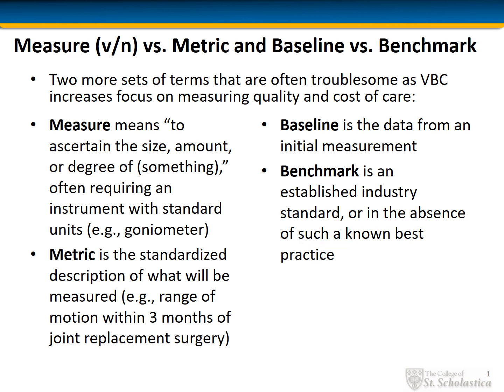On the other hand, metric is the standardized description of what will or should be measured. For example, range of motion within 3 months of joint replacement surgery, or body temperature using an oral thermometer for adults unless contraindicated. That's the metric. As a standard, a metric enables precise comparisons.